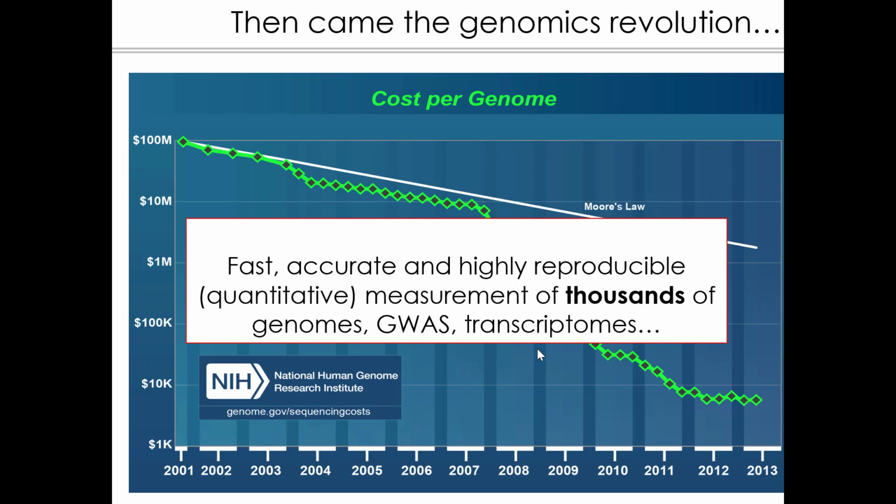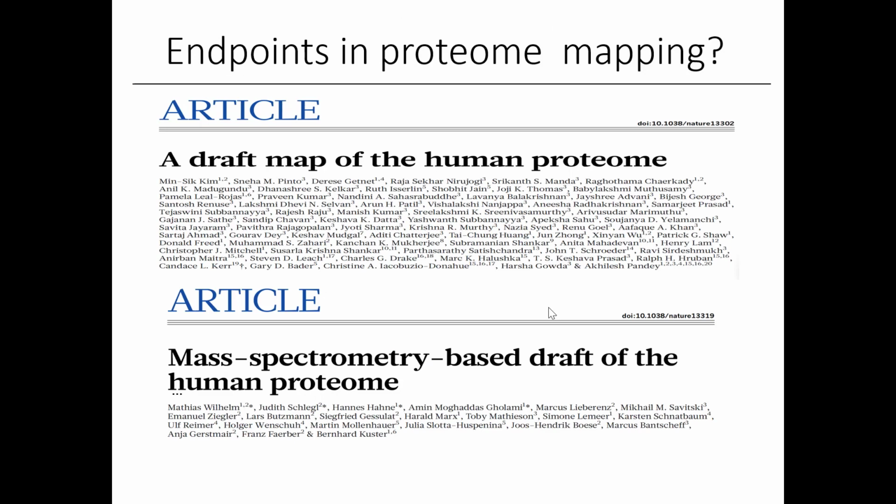So the real revolution of genomics is not so much the initial sequence draft, although of course this was also very informative about how the genome is structured, but the technological revolution to rapidly, accurately and cheaply sequence, basically measure, thousands of genomes. This led to very large genome-wide association studies, transcriptome maps, and so on, and is very widely used in hospitals. So what about proteomics?